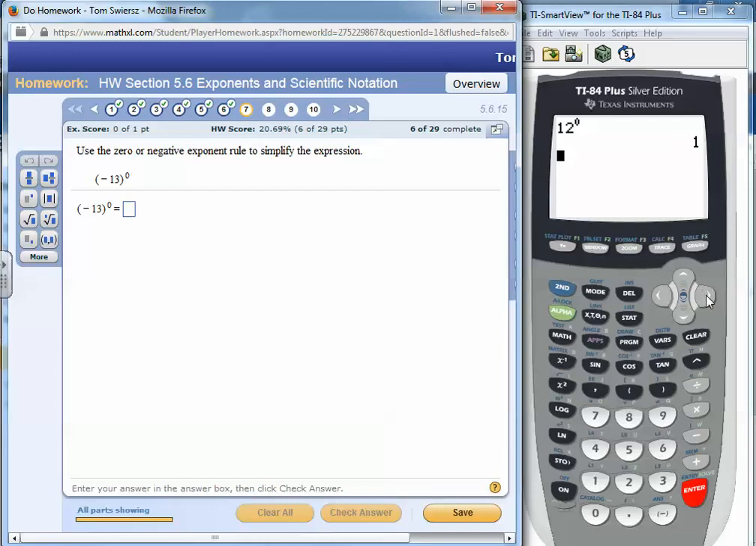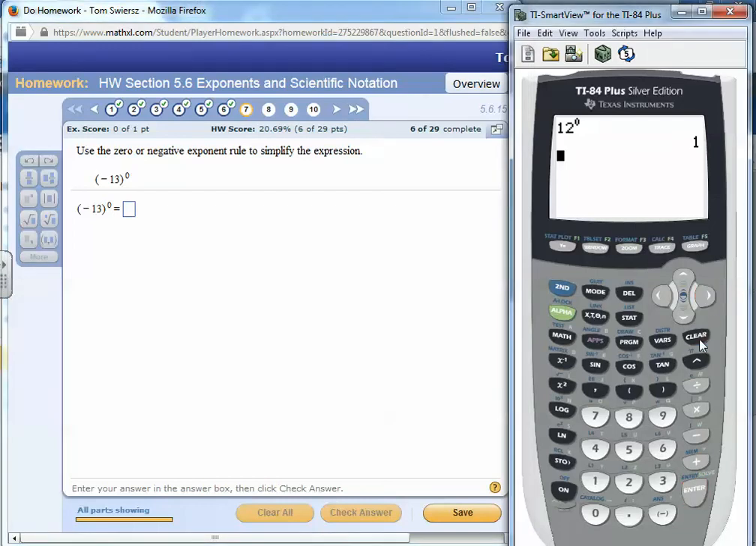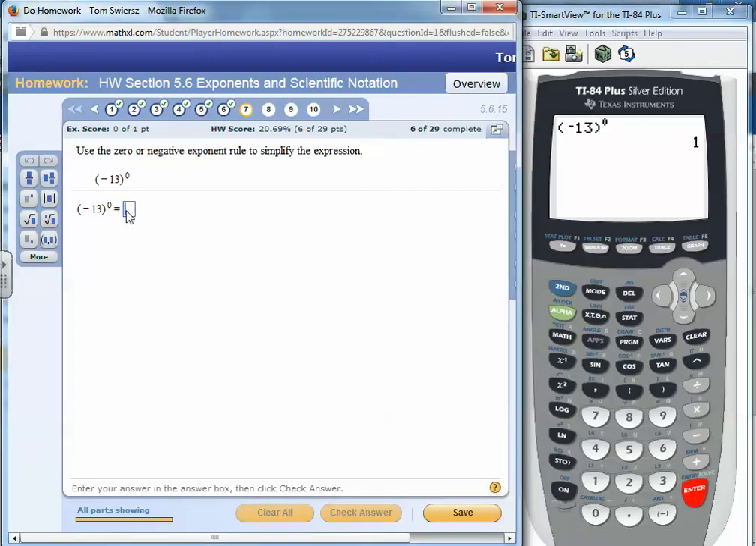Number 7. All right, again, any number to the 0 power, as long as the base is negative 13 in parentheses, it's going to be 1. On the calculator, you need to put in a negative 13 in parentheses. I'll show you why in a minute. To indicate it's a negative base raised to the 0 power, we get 1. So again, as long as the base is negative, you get 1 also.